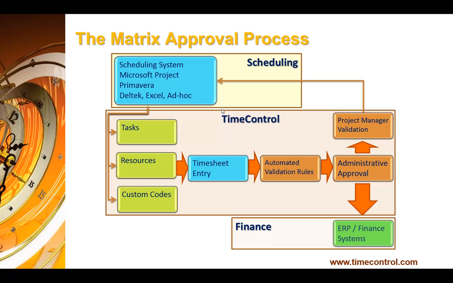The matrix approval process can take information from a scheduling system, or it can work independently. It can link back to finance, ERP, HR, payroll, to make sure that these systems are also updated with the appropriate timesheet data. So that's fairly key.